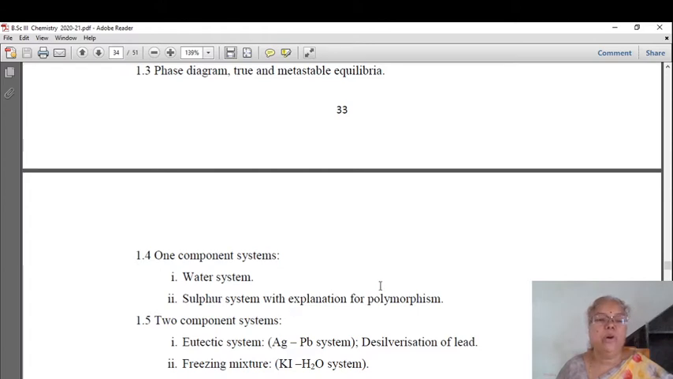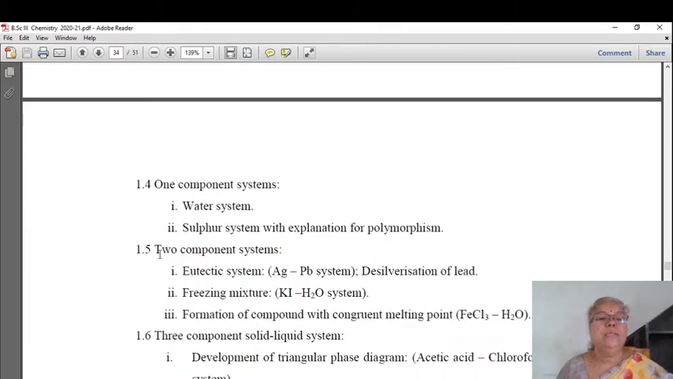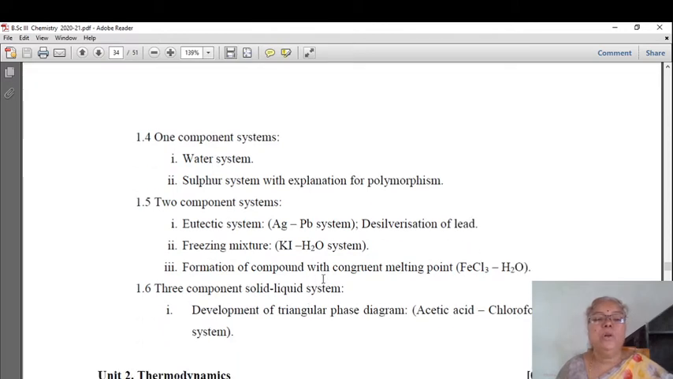for polymorphism. Then the next point, that is two component systems, and in the two component system there is eutectic system, for example silver lead system, that is the desilverization of lead. Freezing mixture, for example KI water system. Then formation of compound with congruent melting point, for example FeCl3 and water.